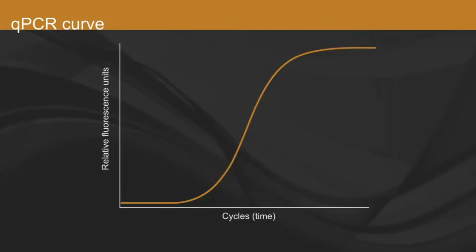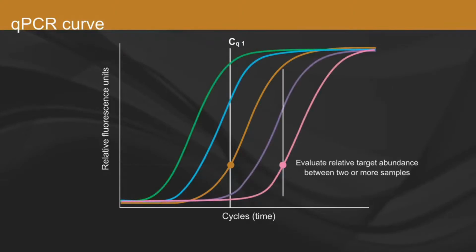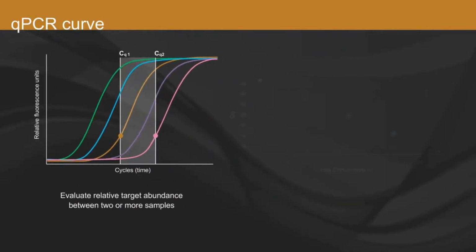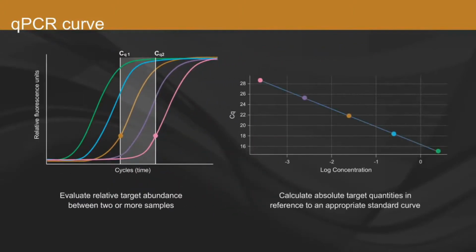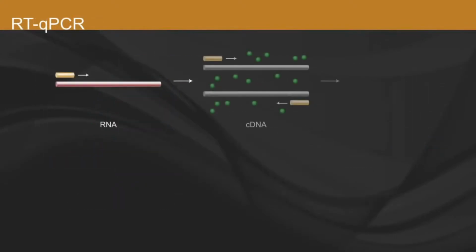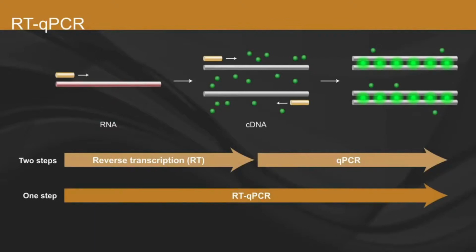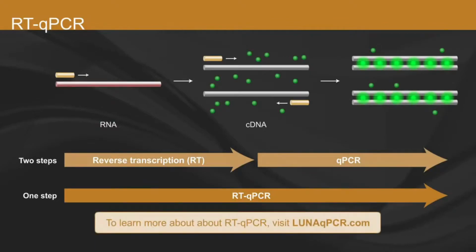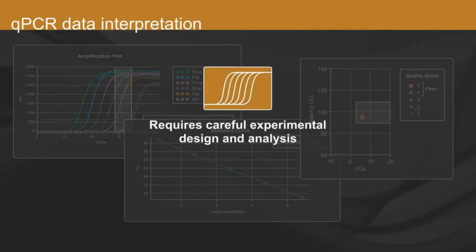When the fluorescent qPCR signal is detectable over the background fluorescence, a quantification cycle, or Cq value, can be determined. Cq values can be used to evaluate relative target abundance between two or more samples, or to calculate absolute target quantities in reference to an appropriate standard curve. qPCR can also be modified to detect and quantify RNA. Interpretation of qPCR data requires careful experimental design and analysis.